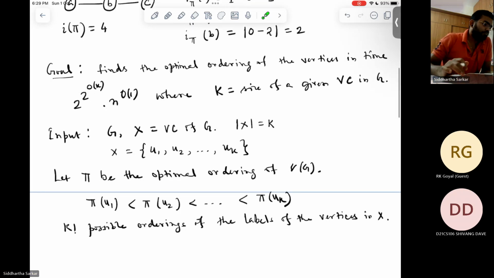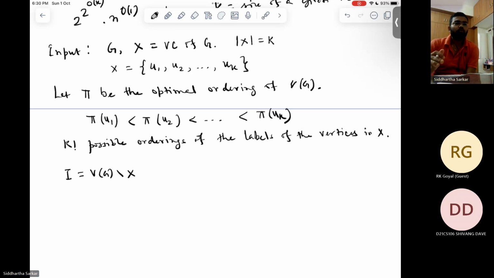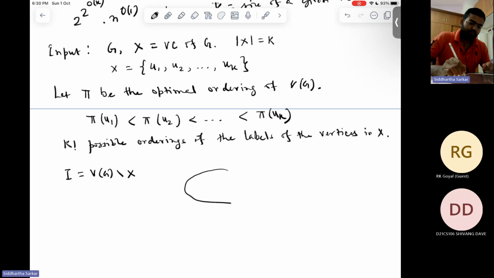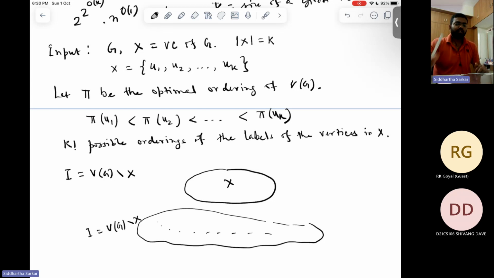Okay. So now consider the vertex set of all the vertices which are outside of X. So let I be equal to V of G minus X. Let us just draw this. Let us say this is the set of vertices in X, and all the vertices which are outside of X, in the graph G minus X, we say this is equal to I. So what can we say about I?